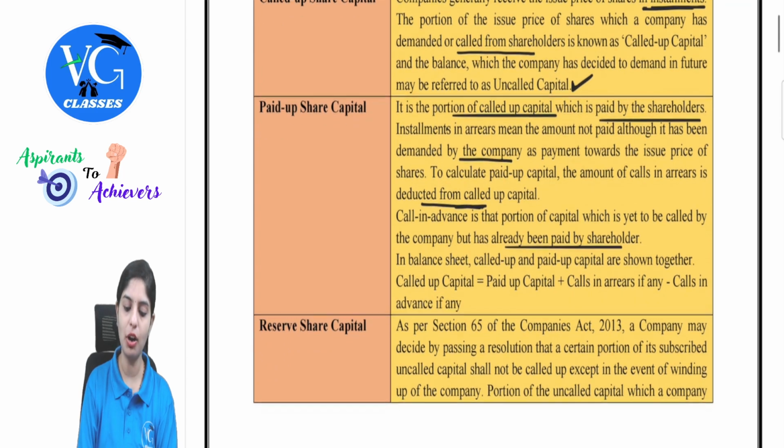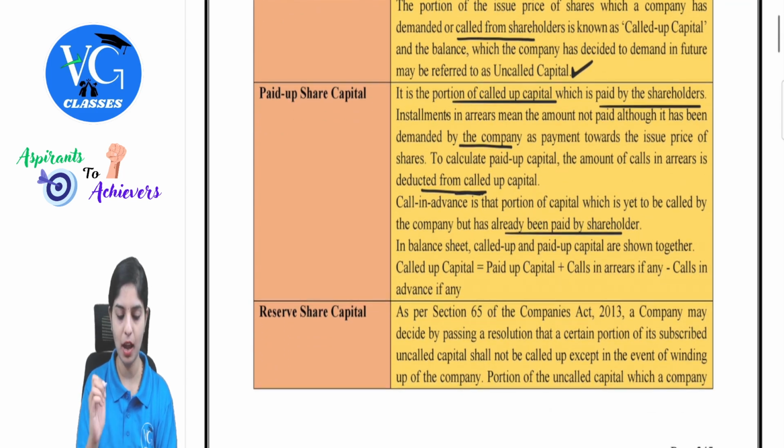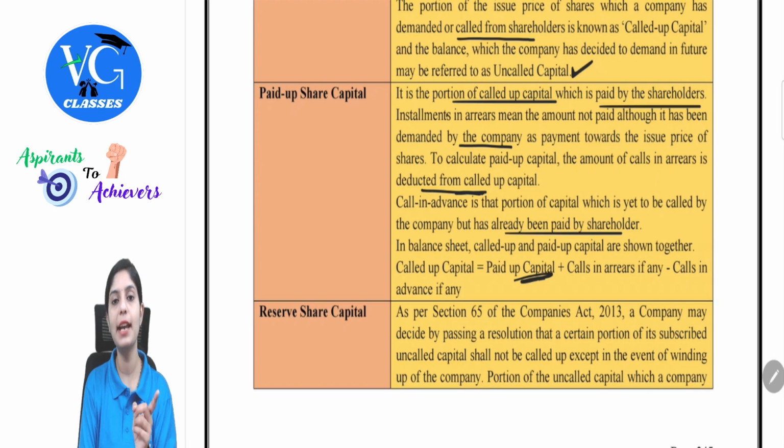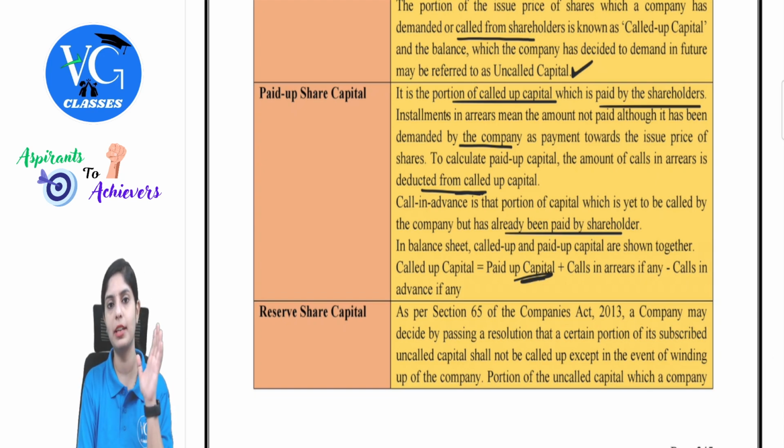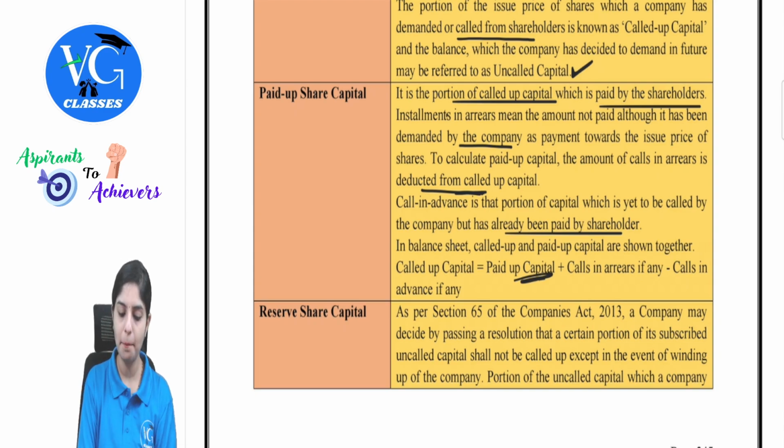In the balance sheet, called up and paid up are shown together. How? Called up capital is the paid up capital, that is, the total paid by shareholders. To that I will add calls in arrears, because the company has made the call, which is part of called up capital. Therefore I am adding. And minus calls in advance, if any. The company has not yet called but the shareholder has paid it. If the company has not yet called, it cannot become part of called up capital. So therefore I am subtracting here. Clear?